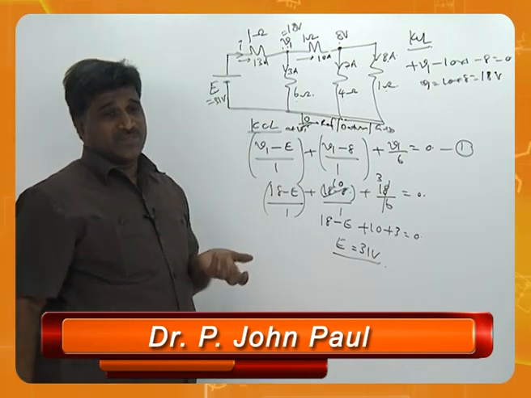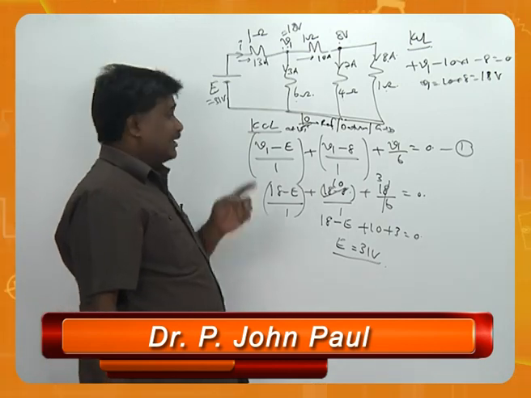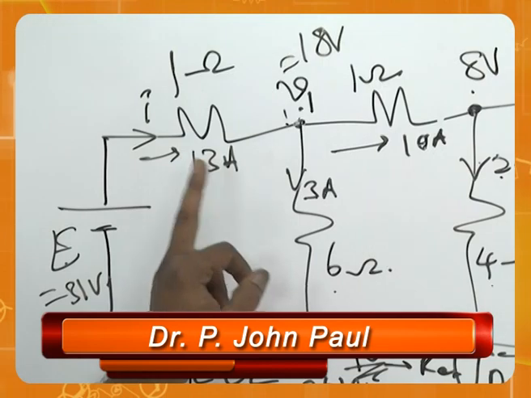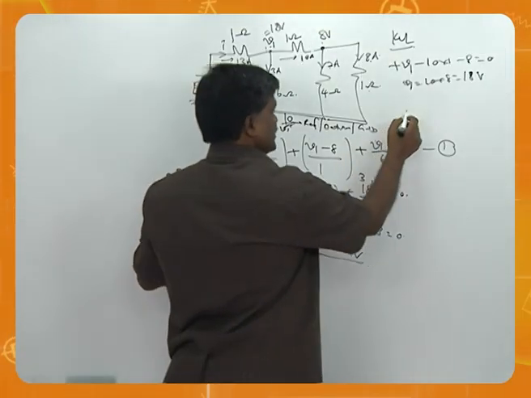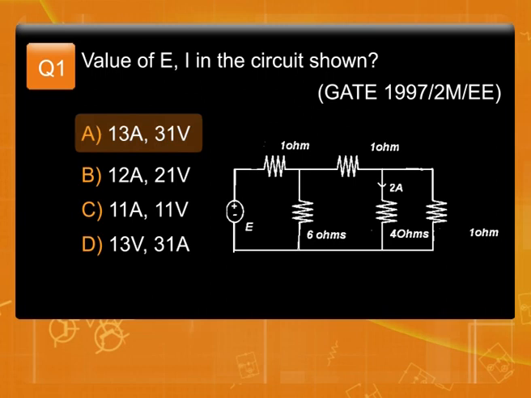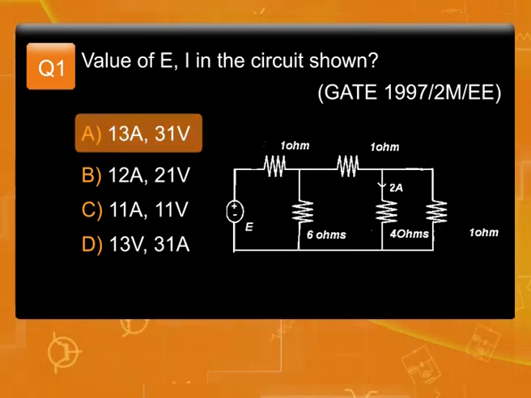So, if you observe these values among A, B, C, D, current is 13, voltage is 31. Therefore, the option is A. So, this is our answer for the given problem.